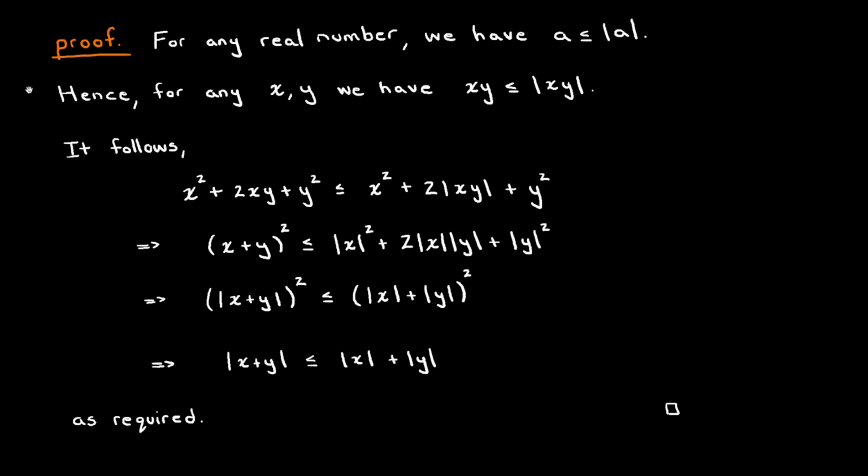Okay, so now let's take a look at the proof. It's basically what I just said, but written nicely in words. And so we begin by saying, for any real number, we have that a is less than or equal to the absolute value of a. Hence, for any two numbers, x and y, we must also have that x times y is less than or equal to the absolute value of x times y. And again, if you're having some trouble seeing how we're applying this property, you just want to think that x times y is just some number, call it a. Then a is less than or equal to the absolute value of a.